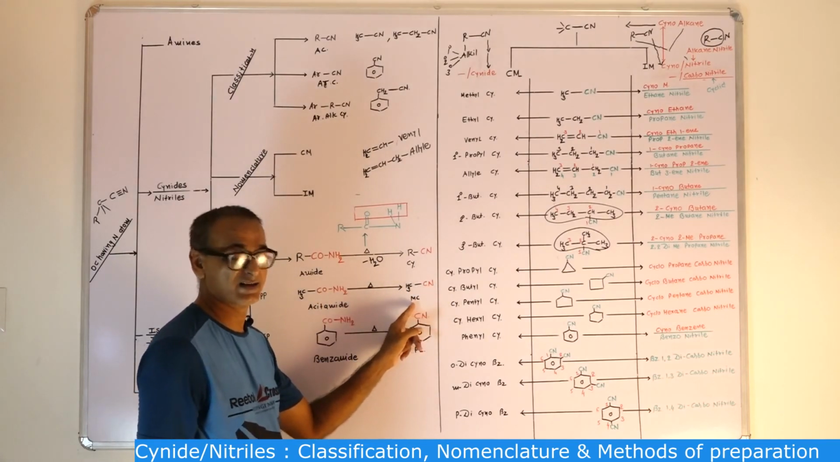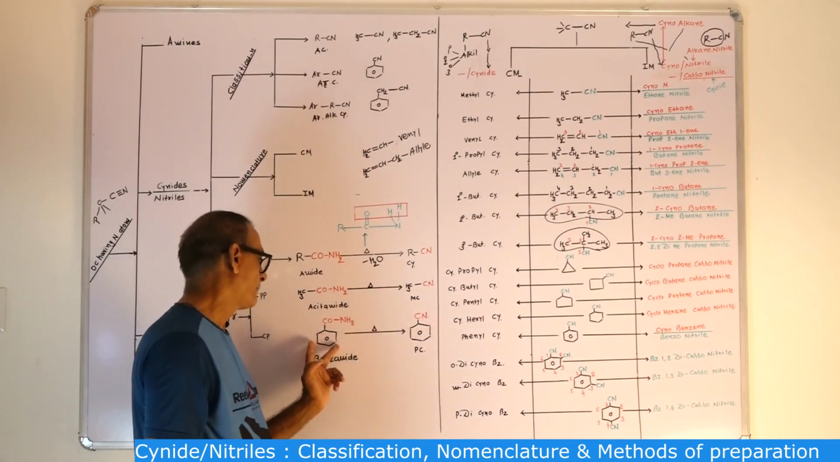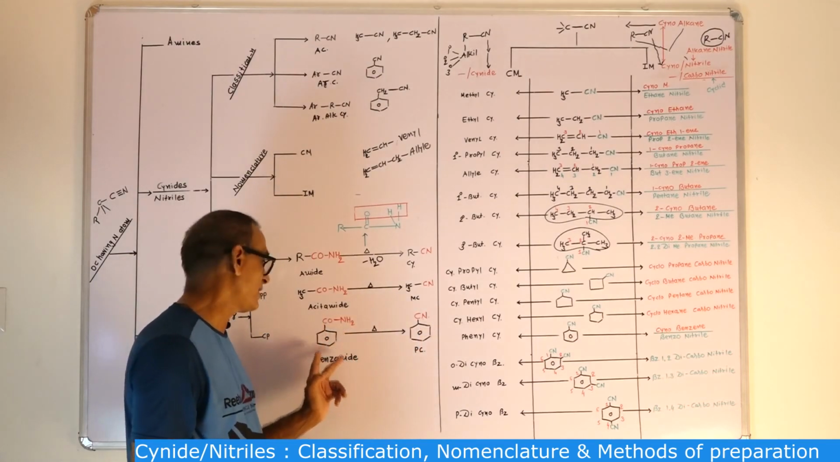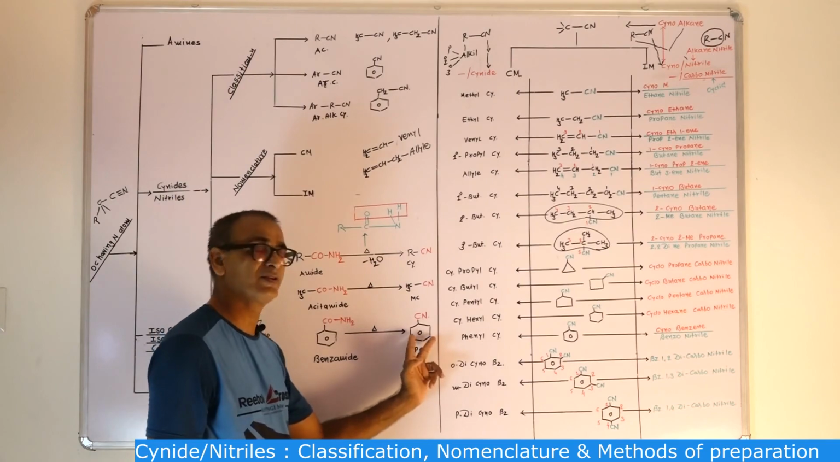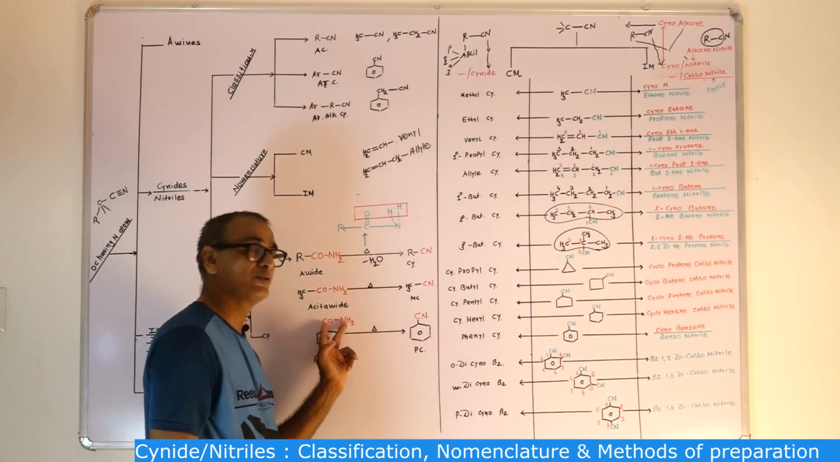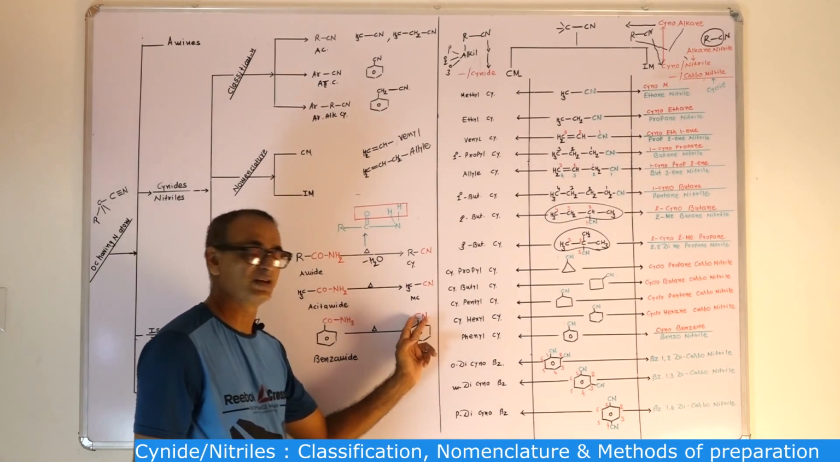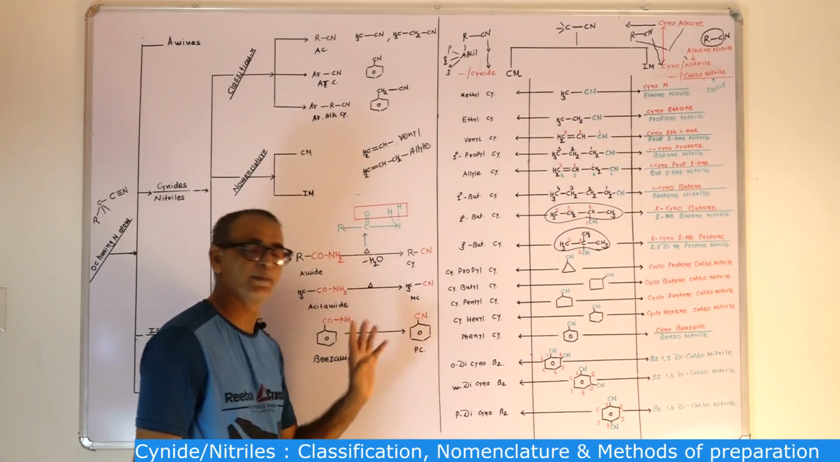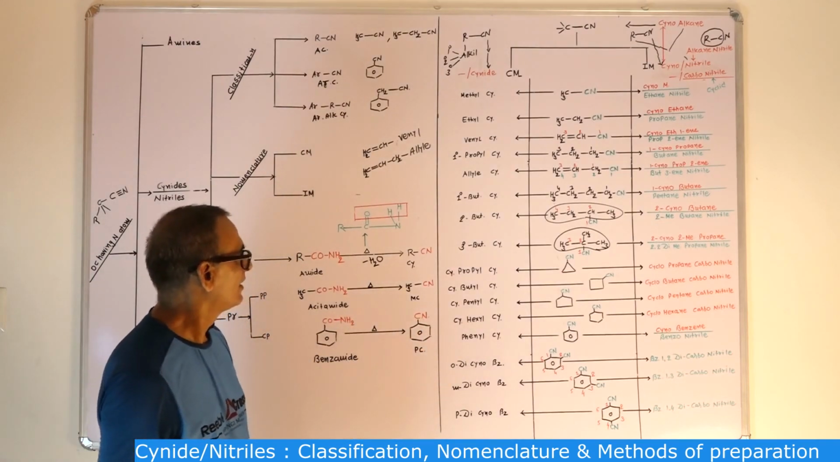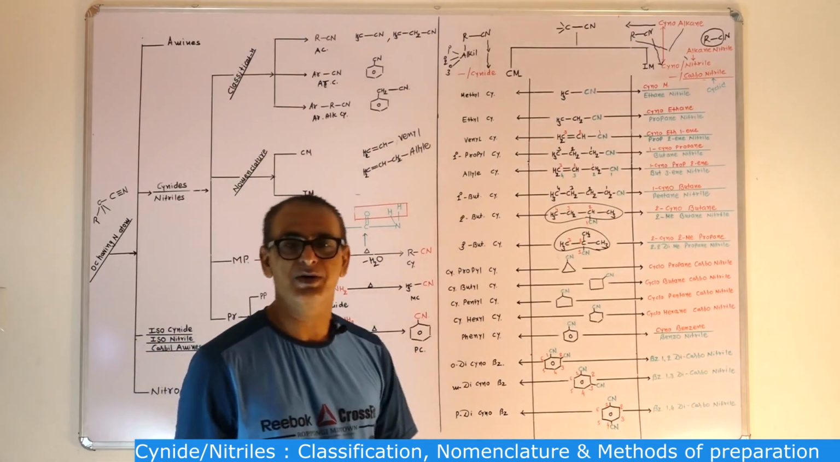This is methyl cyanide, yes, cyanomethane. Benzene having CONH2, benzamide. Benzene will remain as it is. Only CONH2 will convert into CN. Therefore, phenyl cyanide, benzonitrile.